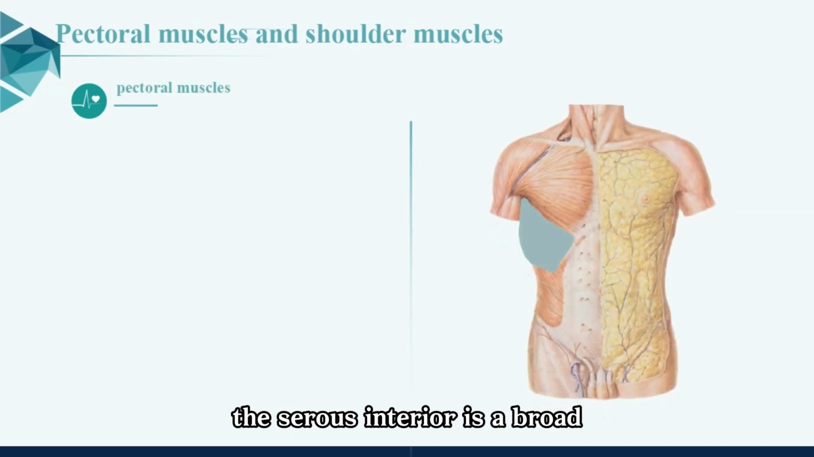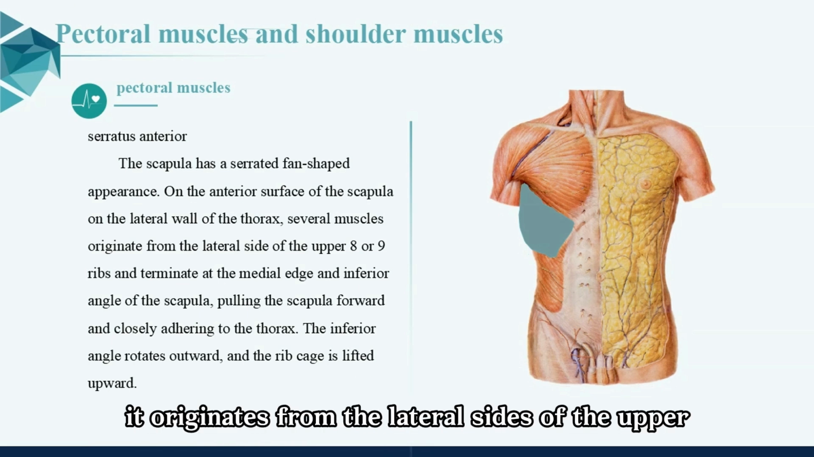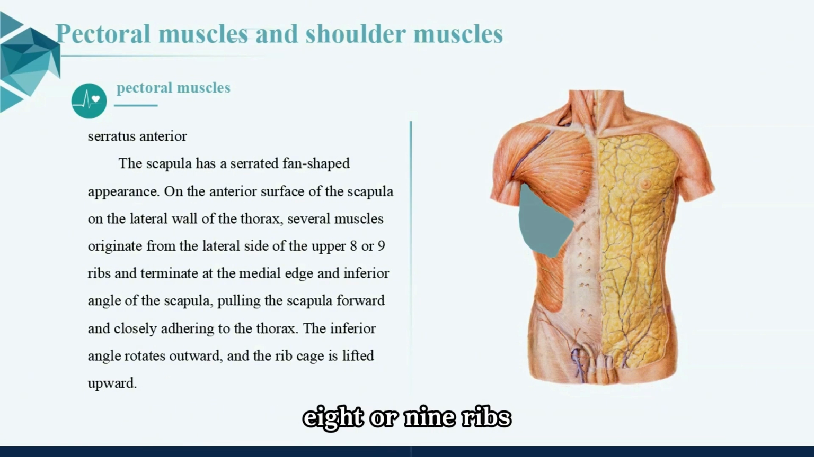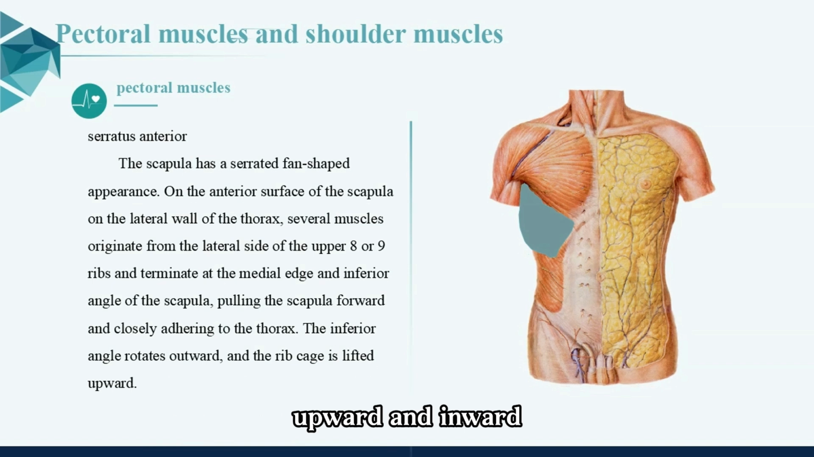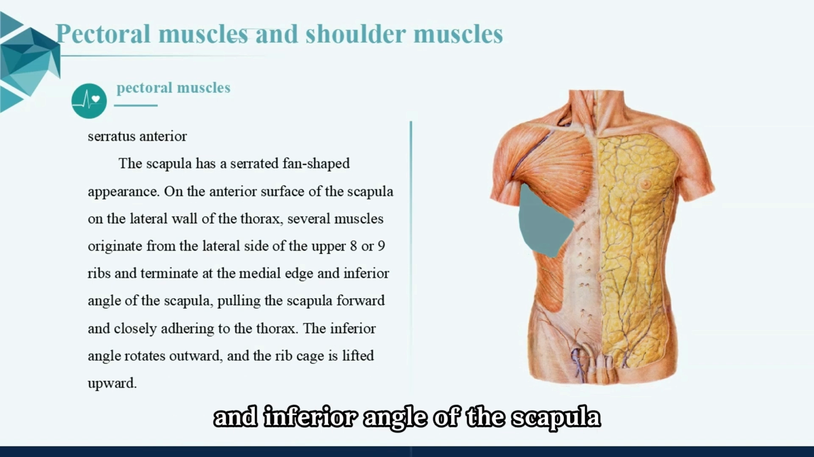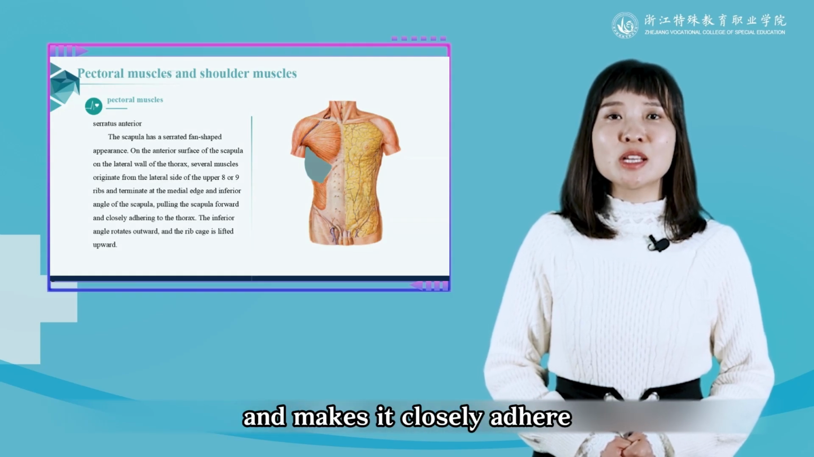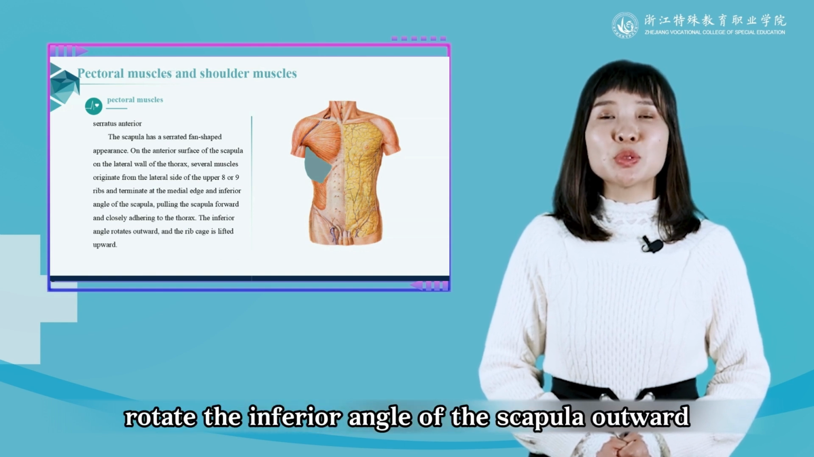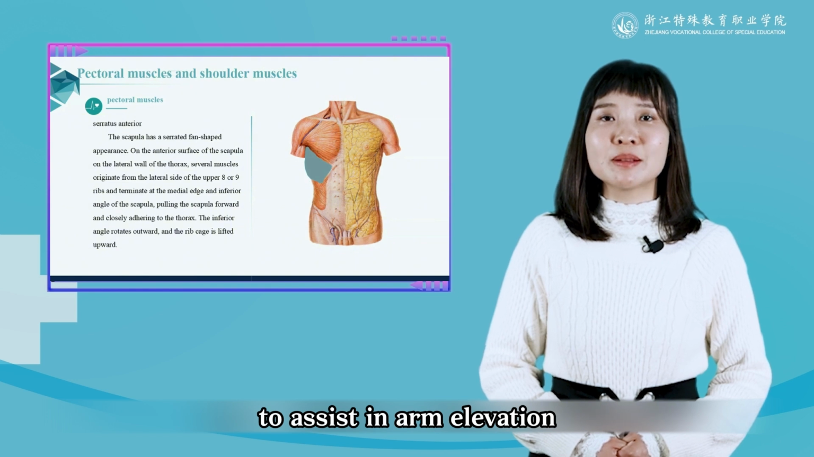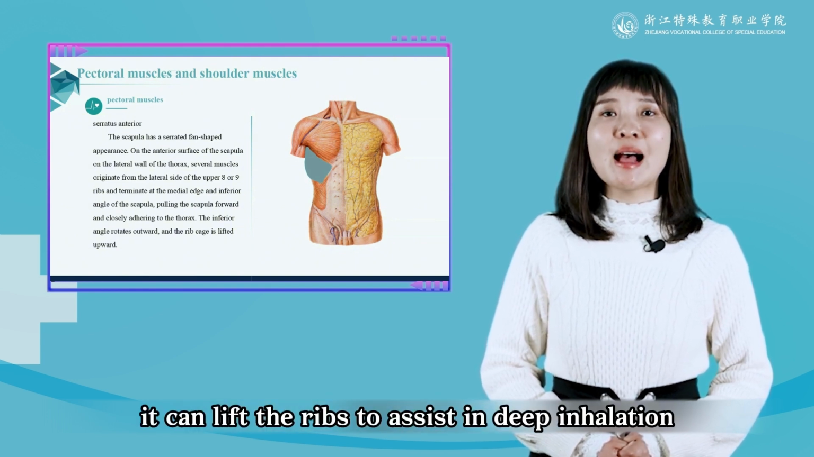The serratus anterior is a broad, flat muscle located on the lateral wall of the thoracic cage. It originates from the lateral sides of the upper 8 or 9 ribs with several muscle teeth. Its muscle bundles run obliquely backward, upward, and inward, pass in front of the scapula, and insert into the medial edge and inferior angle of the scapula. Function: it pulls the scapula forward and makes it closely adhere to the thoracic cage. Its lower muscle bundles rotate the inferior angle of the scapula outward to assist in arm elevation. When the scapula is fixed, it can lift the ribs to assist in deep inhalation.